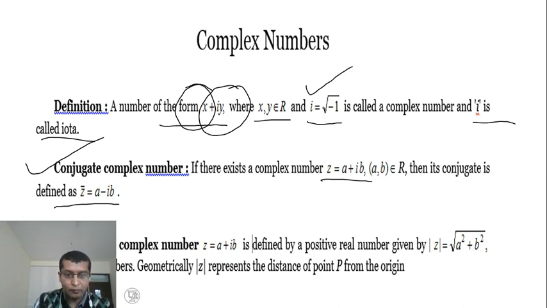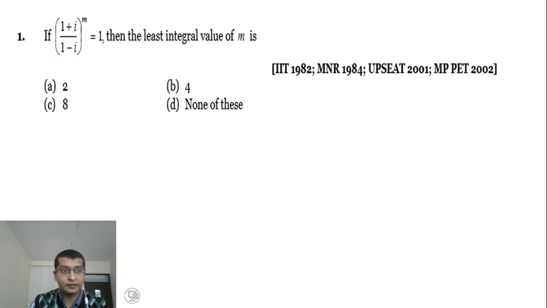Next, we'll define modulus of a complex number. So z equal to a plus ib is a complex number. Then modulus of a complex number is denoted by mod z equal to under the square root of real part square. Real part is a, its square is a square, and imaginary part, we leave the i, b, its square is b square. So mod z equal to under the square root of a square plus b square, we call it modulus of a complex number.